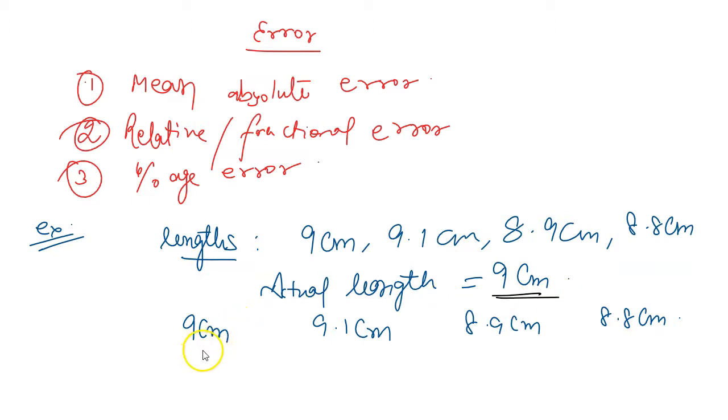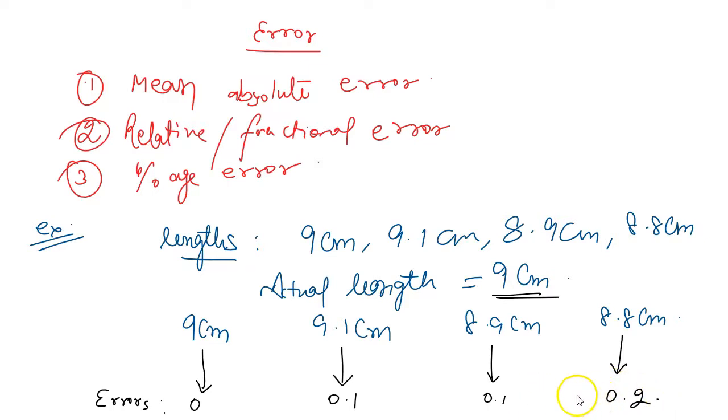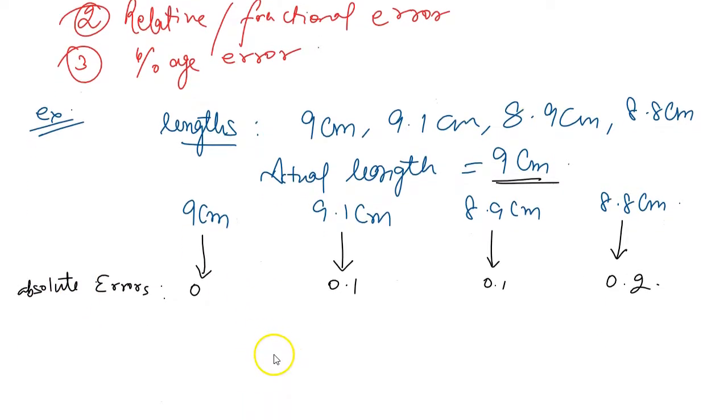So we can conclude the error in the measurement of the first observation is 0. Right? Here I am writing the errors. Error in the measurement of second is 0.1. Error in the measurement of third is 0.1. Right? Error is always a positive quantity. In the fourth measurement, error is 0.2. So you can observe what error I am writing here: the absolute errors. Right? Errors are always absolute. You will never find negative errors.